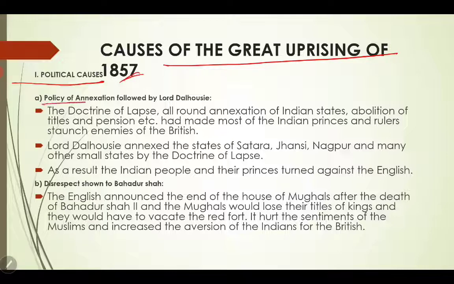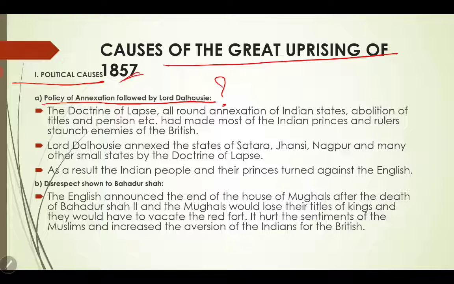Now looking at the policy of annexation followed by Lord Dalhousie. Who is this Lord Dalhousie? Lord Dalhousie was the Governor General of India. Okay, he was Governor General of India till 1856, and under his leadership, the British came up with the idea of expansionism. So they wanted to expand the British Empire in India.